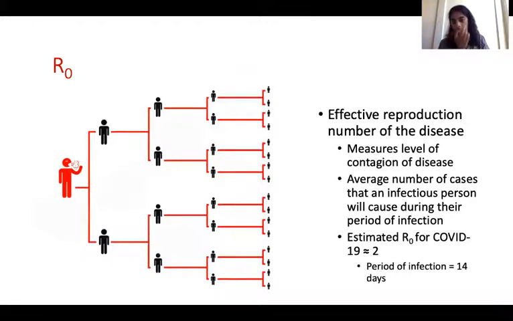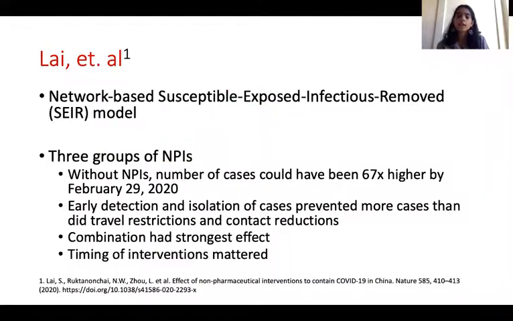So the first paper we'll look at is by Lai et al. They use a network-based susceptible-exposed-infectious-removed, or SEIR, model that focuses their study in China. They look at 3 different groups of NPIs: intercity travel restrictions during the Chinese New Year holiday period, early identification and isolation of cases, and then contact restrictions and social distancing measures.